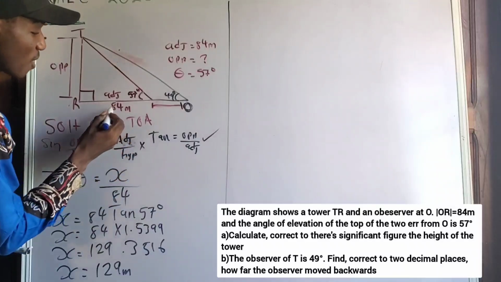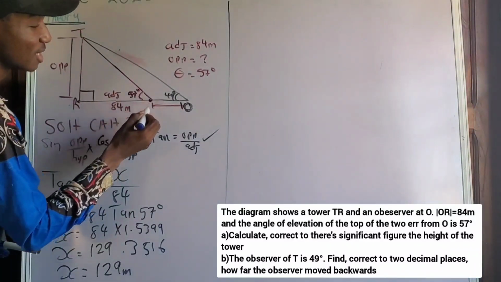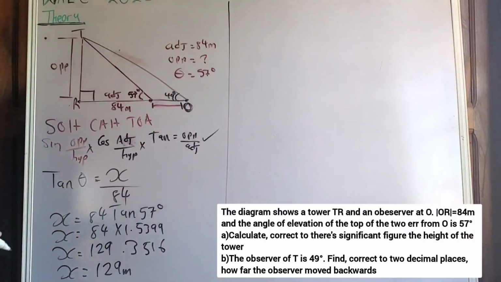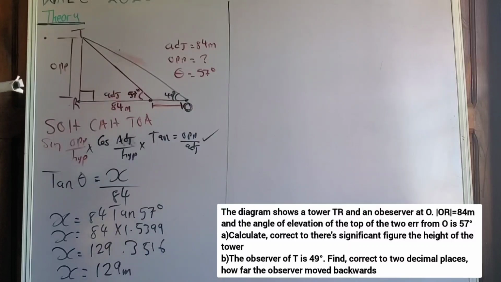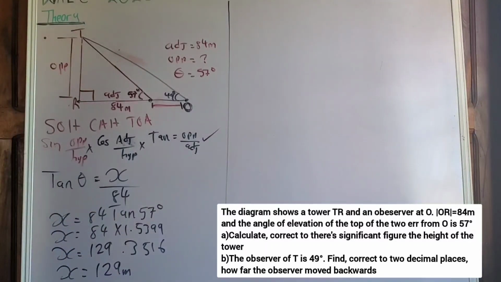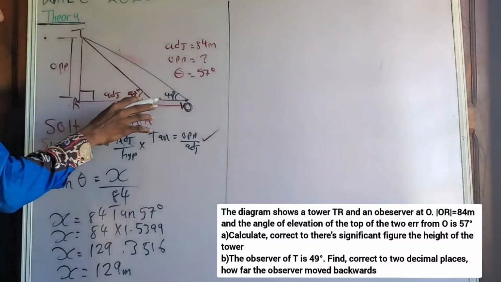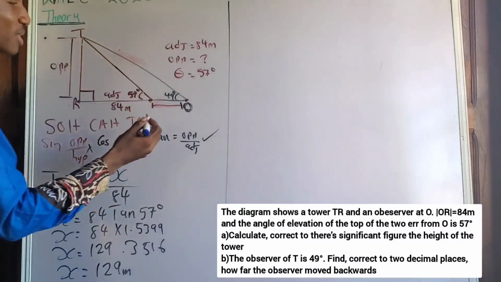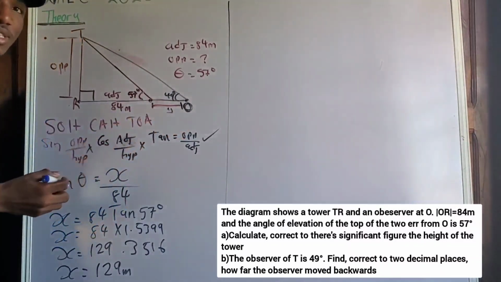This 84 meters is the distance between this point and this point. Now we are asked to calculate the distance between this point and this point. Okay, now how do we do that? To get the distance between this point and this point, we are still going to make use of trigonometric ratio. Now please pay attention. The angle of elevation now is what? 49 degrees. So let us represent the distance between this point and this point as y.